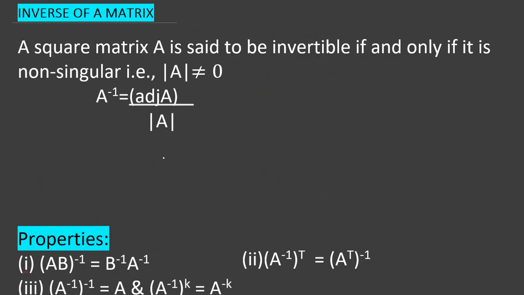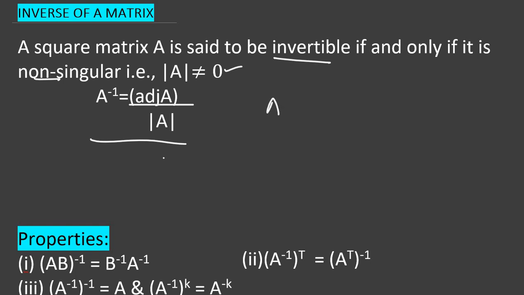Next, moving on to the inverse of a matrix. A square matrix A is said to be invertible if and only if it is non-singular. That is, for any given matrix, if the determinant is not equal to 0, then we say it is non-singular. To find A inverse, A inverse is equal to adjoint of A by determinant of A. And with this adjoint of A by determinant of A, how did we get this?